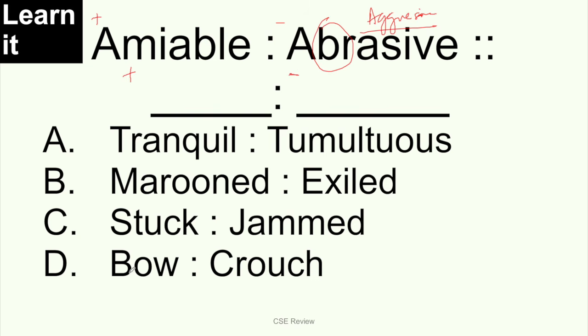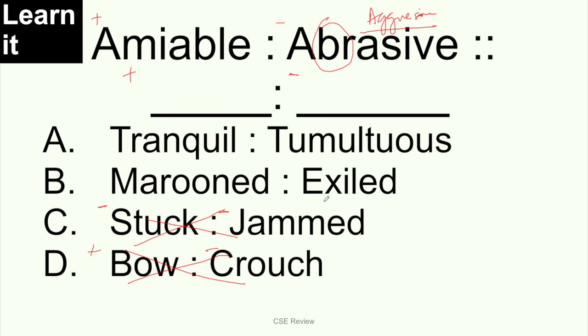Now, ang bow ba is positive, ang crouch ba ay negative? Not really, right? Pareho naman sila na yumuko. So, hindi na to pwedeng sagot. Ito, stuck tsaka jammed. Ang stuck ba is a positive? No, kasi ayaw natin ma-stuck. Ayaw din natin ma-jam. It's actually the same thing. Eh, dapat na hinahanap natin yung magkabaliktad. So, hindi rin to pwede.